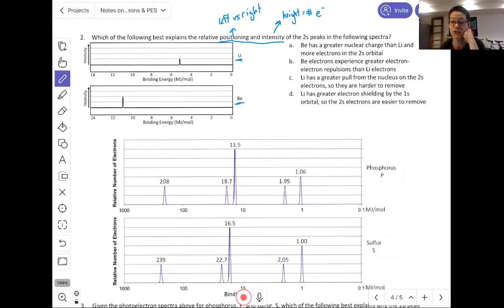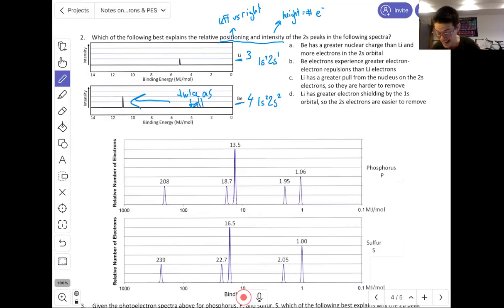So if I'm trying to compare two different elements, I should think, what are their atomic numbers? Because that's always going to be something here. So what's the atomic number of lithium? 3. And beryllium? 4. Okay, so I know that if I'm 3, my configuration is 1s2, 2s1, and if I'm 4, I'm 1s2, 2s2. So beryllium is shifted to the left versus lithium, and it is twice as tall.